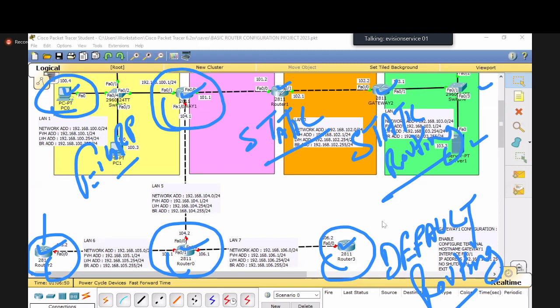Remember, you are not running EIGRP in router 1 and gateway 2. You are running EIGRP in router 2, router 0 and gateway 1. And in router 1 and gateway 2, you will configure static routing, and in router 3, you will configure default routing. Clear?